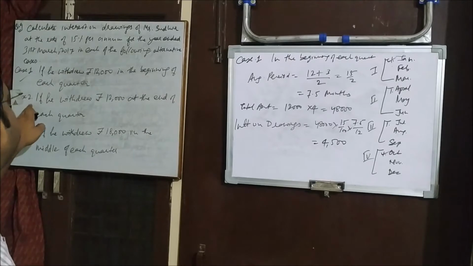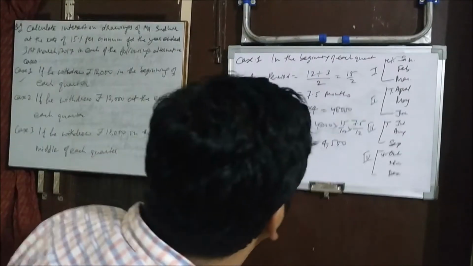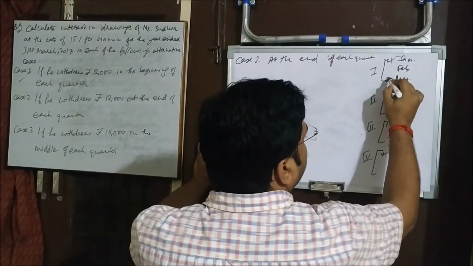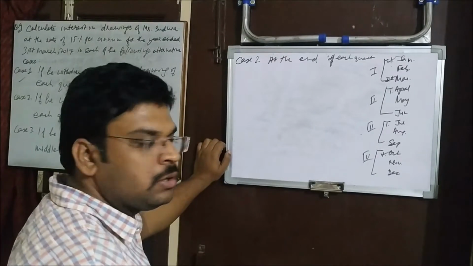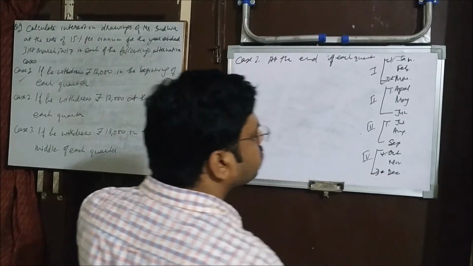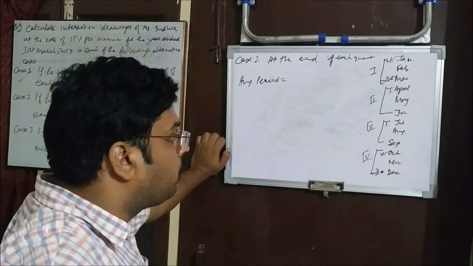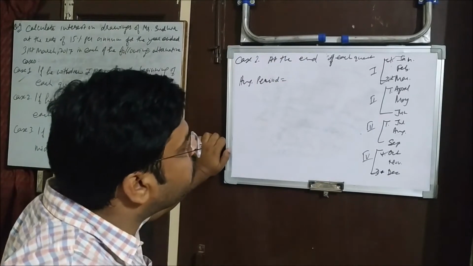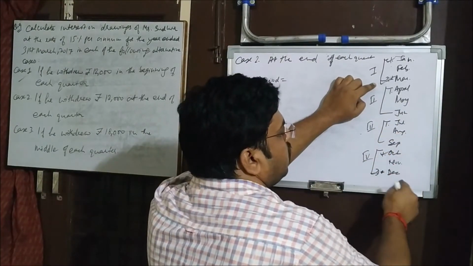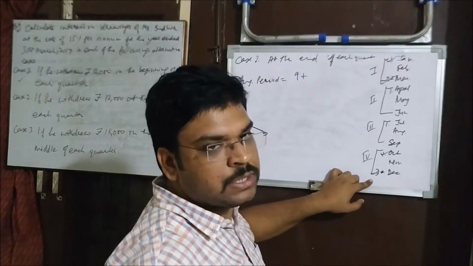Now we need to do the second case: if he withdrew rupees 12,000 at the end of each quarter. At the end of each quarter means his first drawing was on 31st March, and the last drawing was on 31st December. Now let's calculate from here. We need to calculate the average period first. Months left after first drawing: how many months are left? From 31st March, if we see 1, 2, 3, 4, 5, 6, 7, 8, 9, 9 complete months are left. And from 31st December, 0 months.